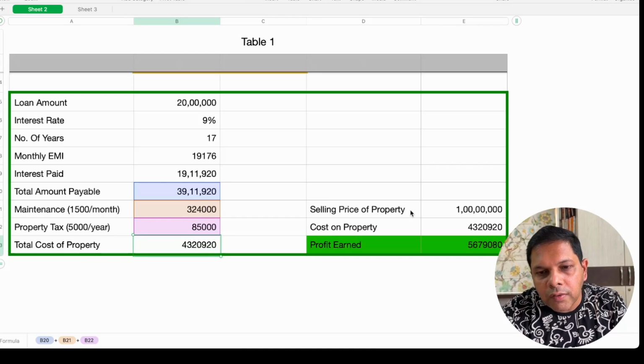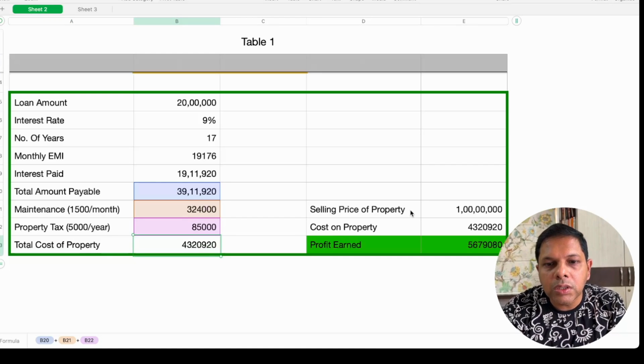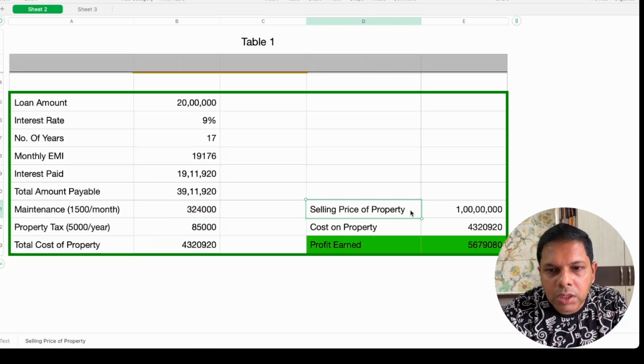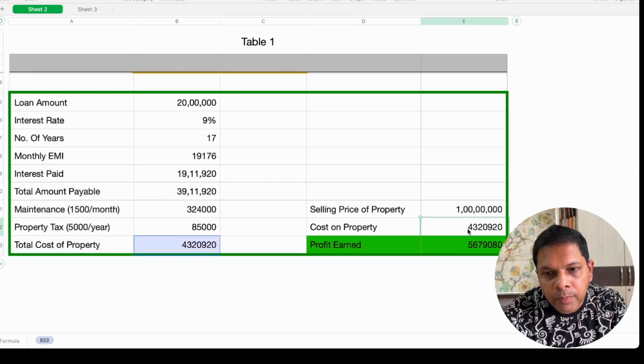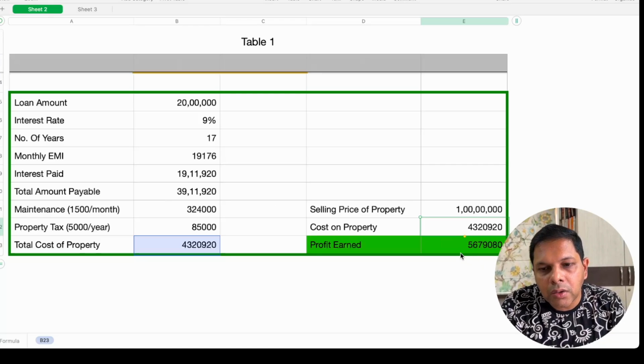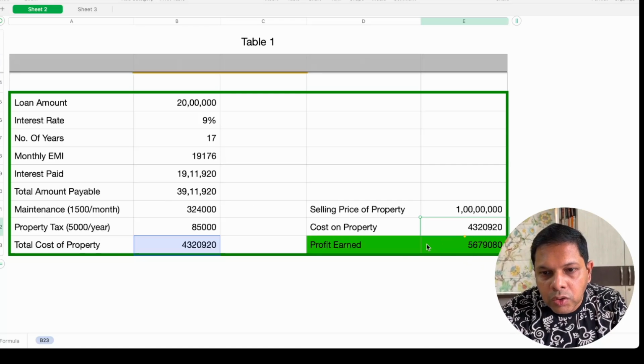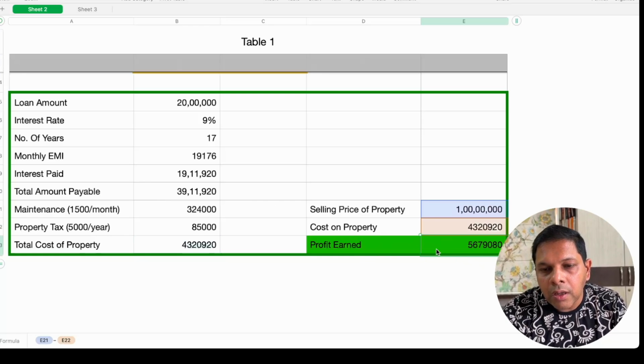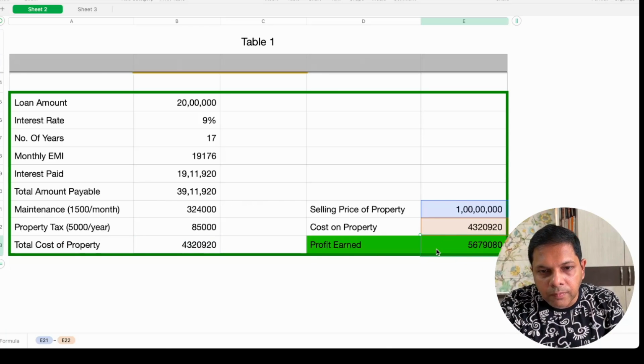Now, what I also told at the very start of the video is that my friend was able to sell the property for 1 crore, right? So considering that he was able to sell the property at 1 crore, and the cost of the property we already came to is around 43 lakh 20,920 rupees, in totality he has made a profit of 56 lakh 79,080 rupees, right? So this is the profit that he has made through this transaction.